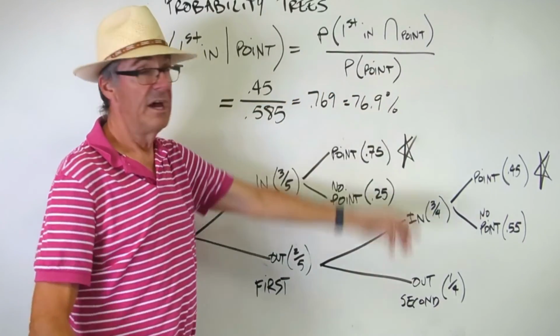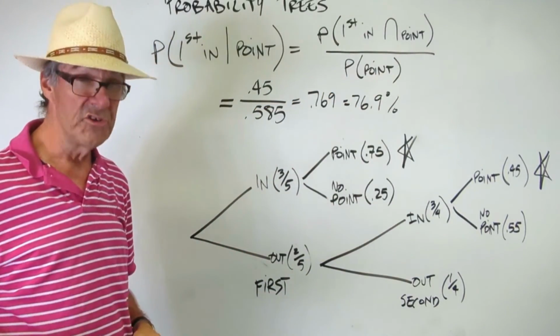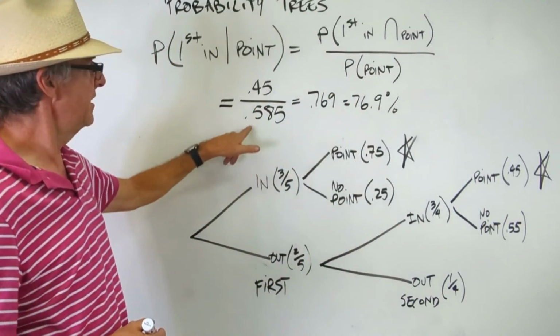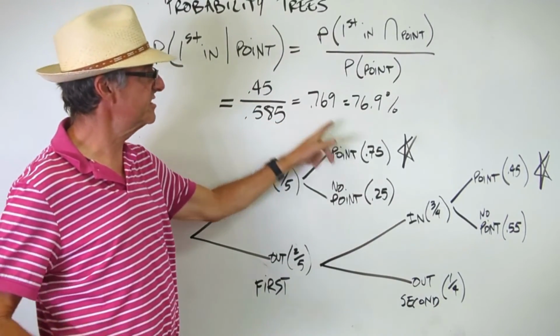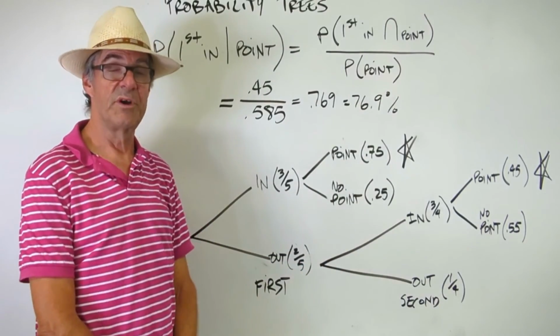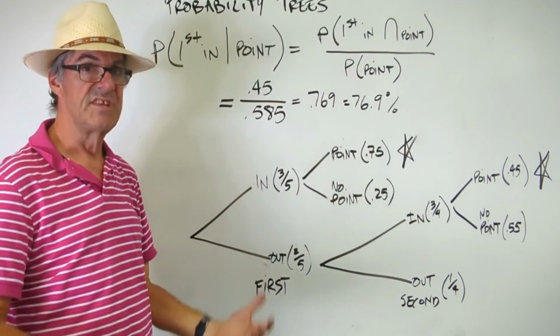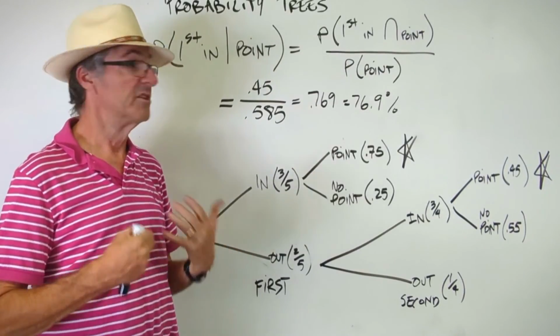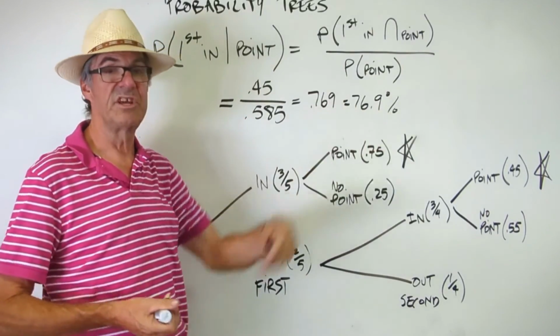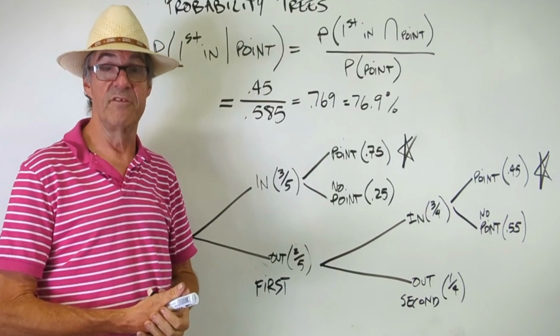So that's the bottom. And the probability that they got a point, we also calculated that on the last one. That was 0.585. So now we just divide this by that, got 0.769, which is 76.9%. So that means that given that I got a point as the server, there's a 76.9% chance that my first serve was in.